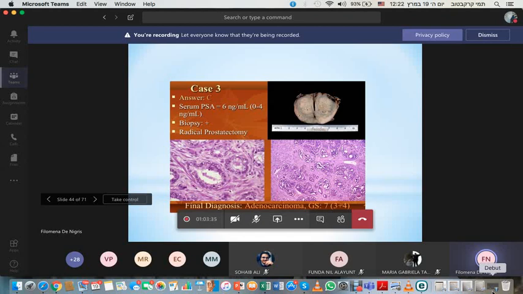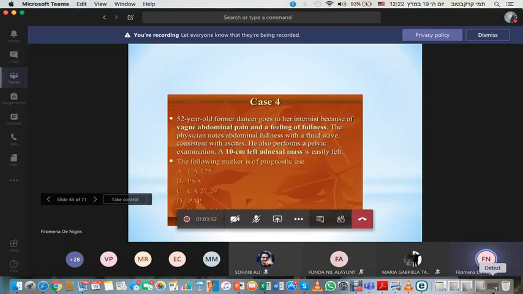This is Gleason. I don't know if someone knows. It is a marker used in histology to monitor the presence of prostate cancer.